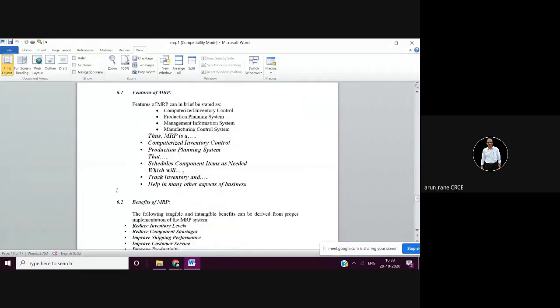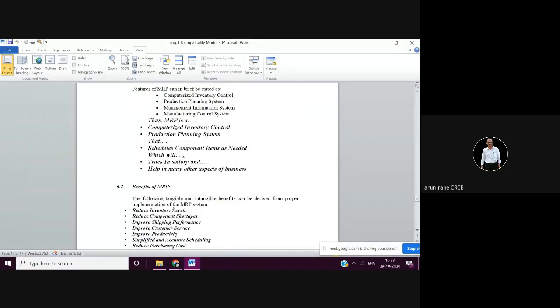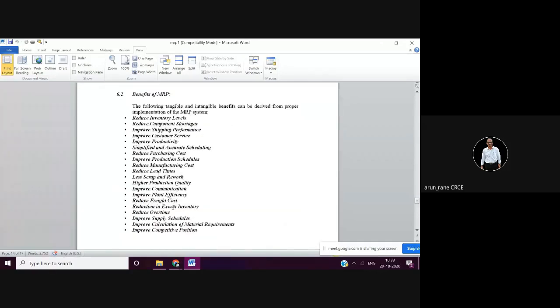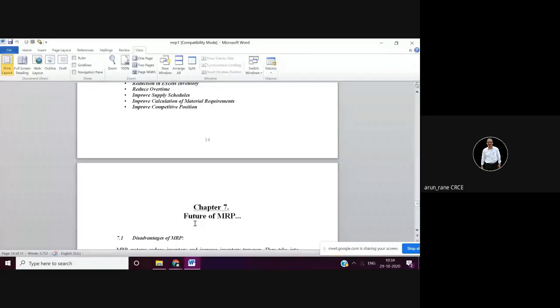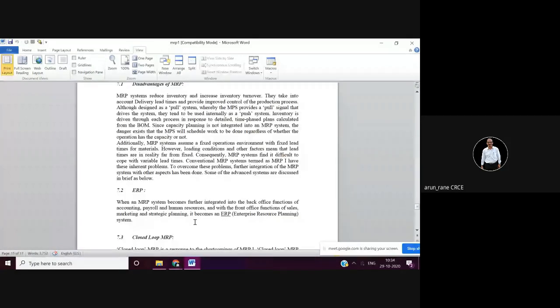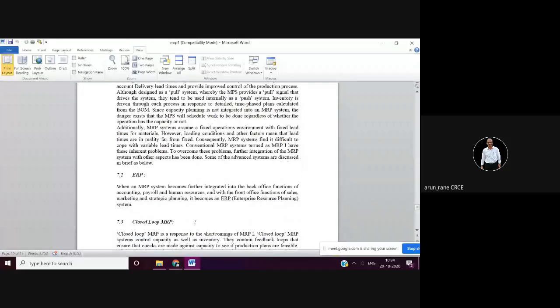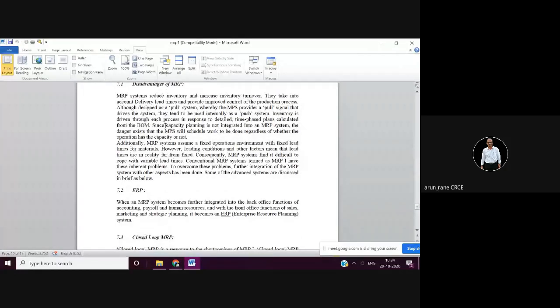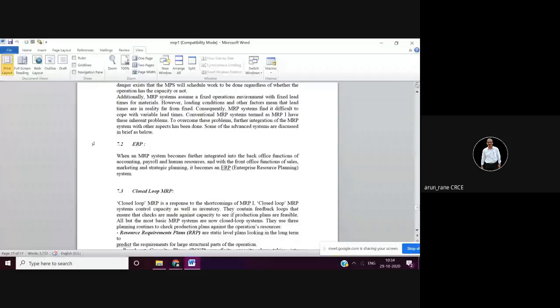And then conclusion. In conclusion, what are the features of MRP? What are the benefits of MRP? So many benefits are there. And what will be the future of MRP? So you have some disadvantages of MRP. ERP is output of MRP.